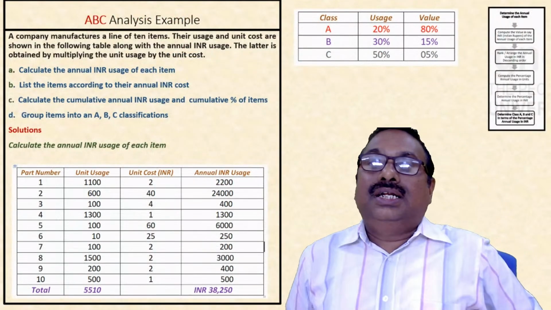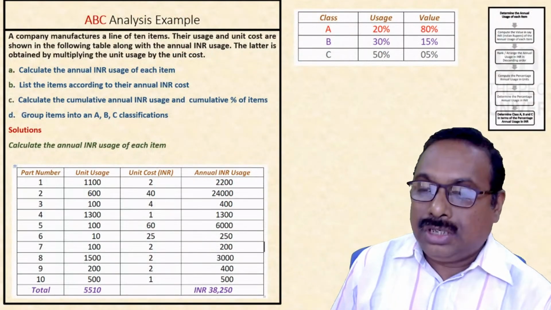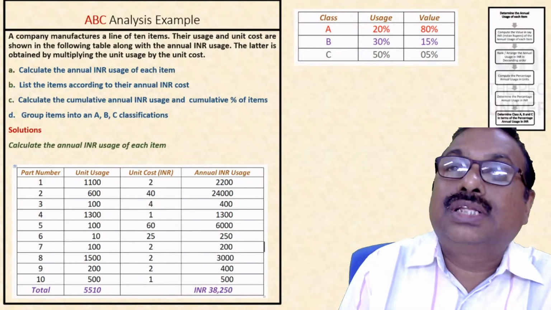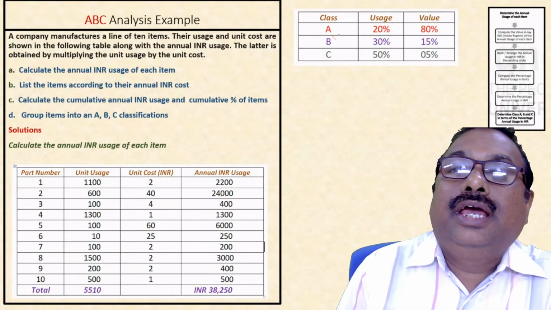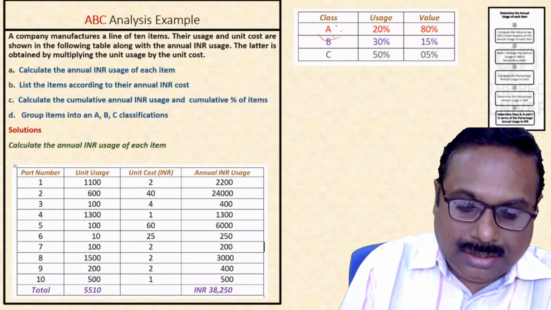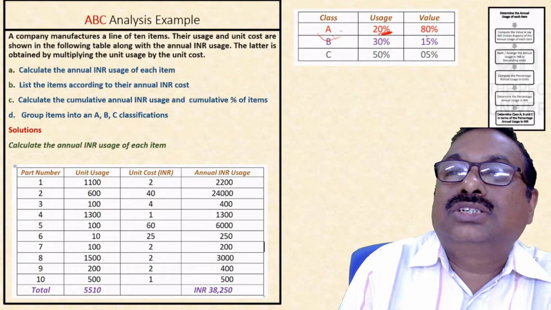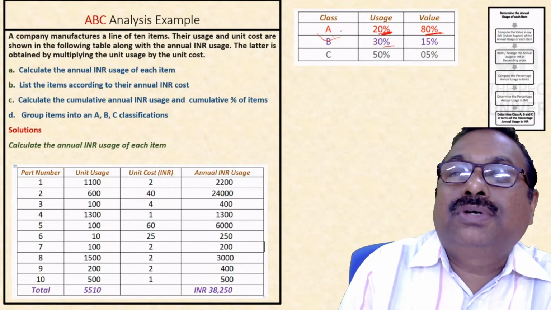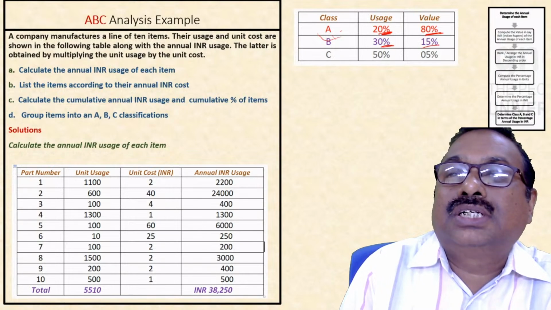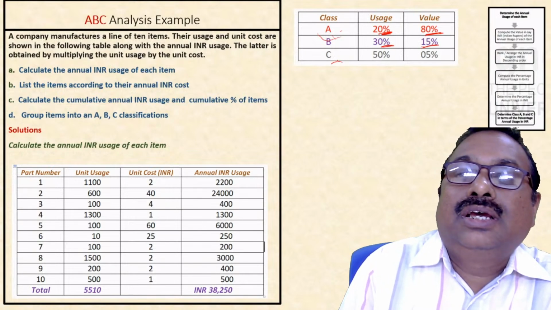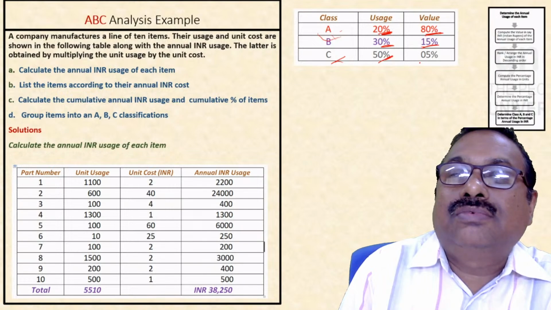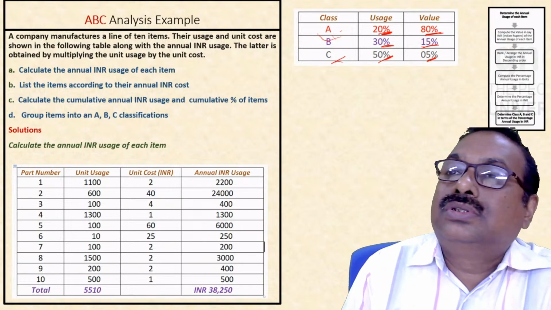Let us take an example. Here we assume that A means 20% of the items, which constitute 80% of the value. B, 30% of the items, 15% of the value. C, 50% of the items, 5% of the value.